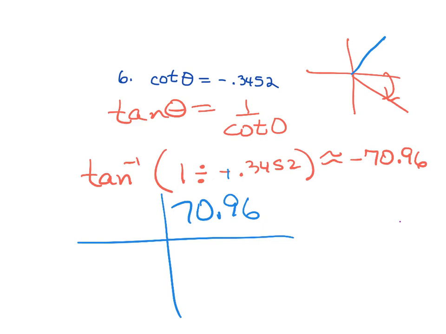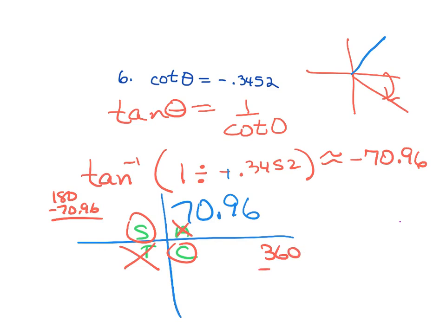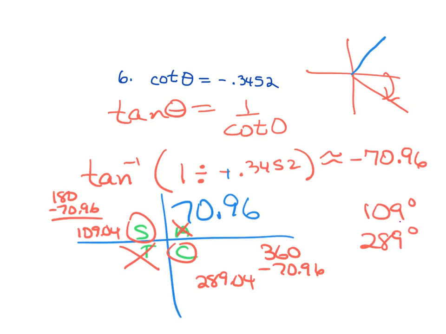So again, let's do our all students take calculus. We're looking for cotangent where it's negative. So this takes this one away and this one. So I need to do the calculations for here and here. So I'm going to do 180 minus 70.96 and 360 minus 70.96. And let's see what we get. 109.04, and over here 360 minus 70.96, and I get 289.04. So if we round it to the nearest degree, it would be 109 degrees and 289 degrees.